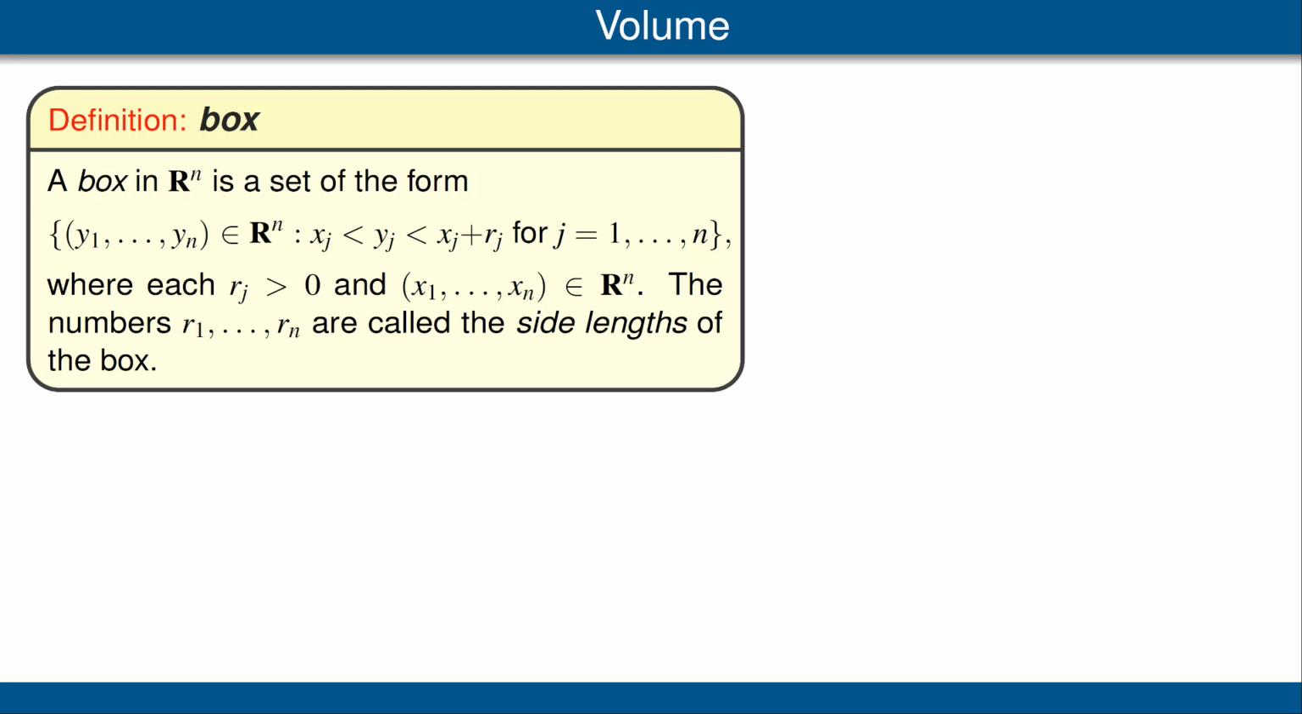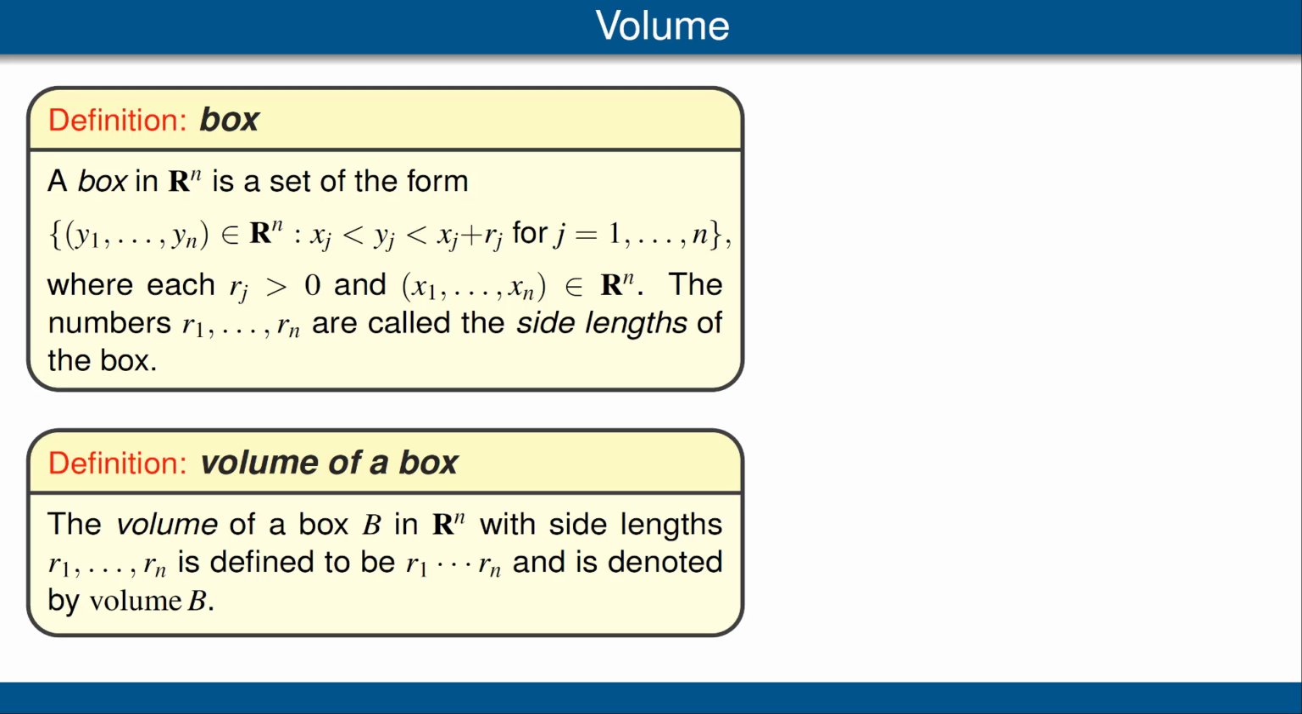Now if n is equal to 3, we get a genuine three-dimensional box, and so on for higher values of n. Now we define the volume of a box in R^n with side lengths R1 up through Rn to be the product of the numbers from R1 up through Rn. Thus, if n is equal to 1, the volume is just the length of the interval.